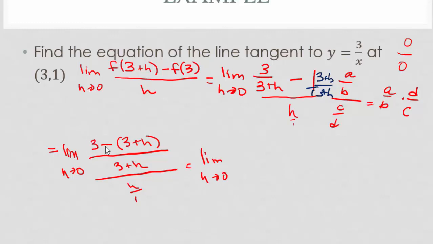Notice up here we get 3 minus 3, that's 0. So up top we get negative h over 3 plus h. And now that I've got one fraction, I'm going to go ahead and multiply times the reciprocal of the denominator. So instead of dividing by h over 1, I'm going to multiply times 1 over h. Well, notice that nicely allows me to cancel those h's out.